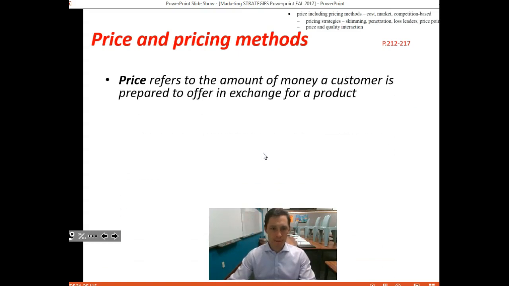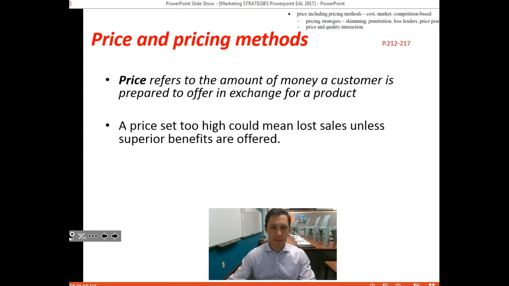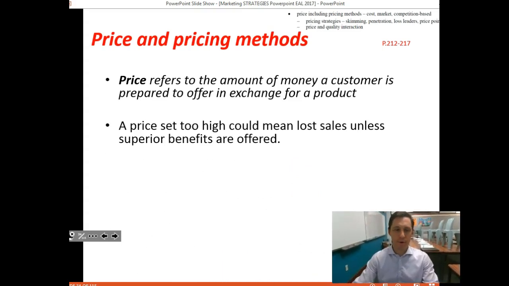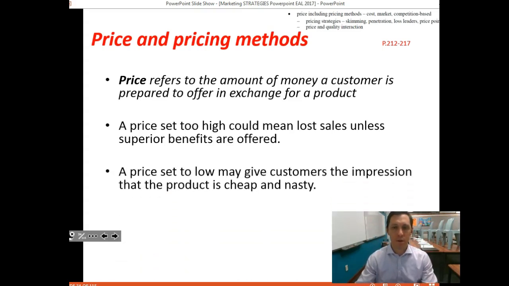Okay, in terms of price, it refers to the amount of money a customer is prepared to offer in exchange for a product, clearly. A price set too high could mean lost sales unless superior benefits are offered. So one of the main reasons why it's so important is that if you set the incorrect price, if you set the price too high initially, you might turn customers off. If you set the price too low, you're having a negative impact on the profitability of the business, and it can be very hard to raise the price of a product once it's set too low. So it's crucial, really, from a marketing perspective, that price is established at the correct level early on in the piece.